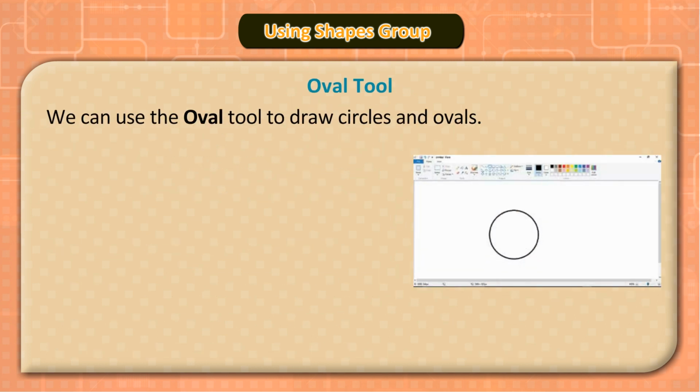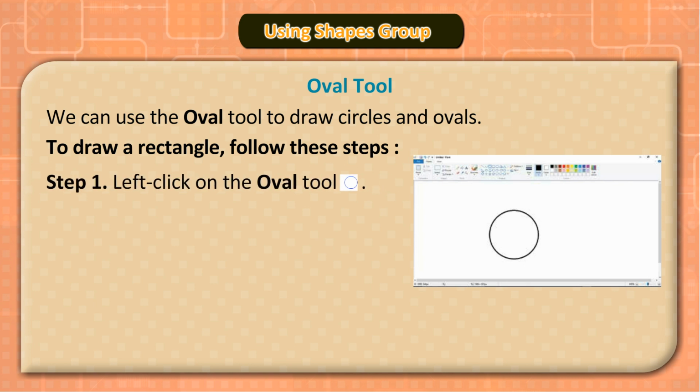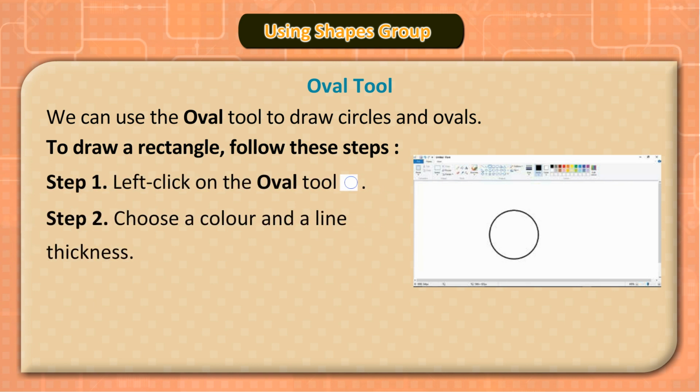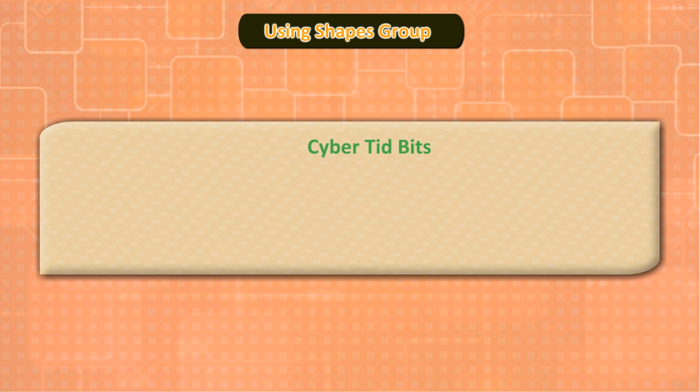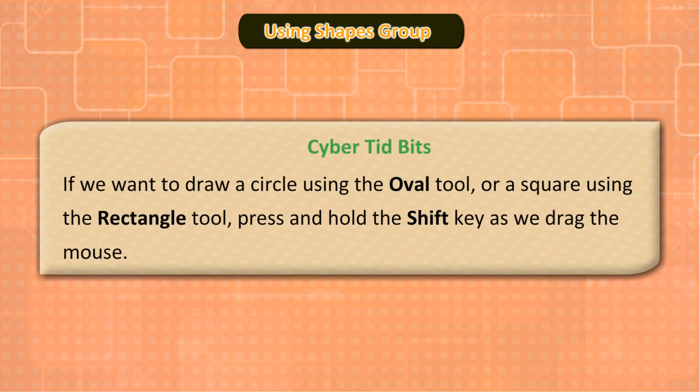Oval tool. We can use the Oval tool to draw circles and ovals. To draw an oval, follow these steps. Step 1. Left-click on the Oval tool. Step 2. Choose a color and a line thickness. Step 3. Move the mouse pointer to the drawing area. Keep the left mouse button pressed and drag the pointer to make an oval. Cyber tidbits. If we want to draw a circle using the Oval tool, or a square using the Rectangle tool, press and hold the Shift key as we drag the mouse.